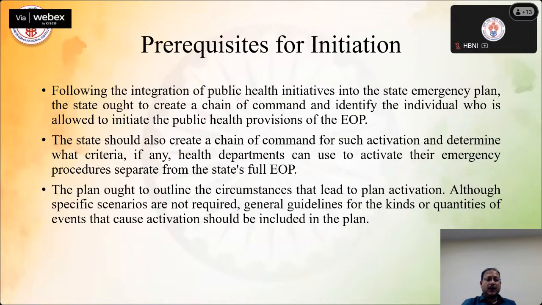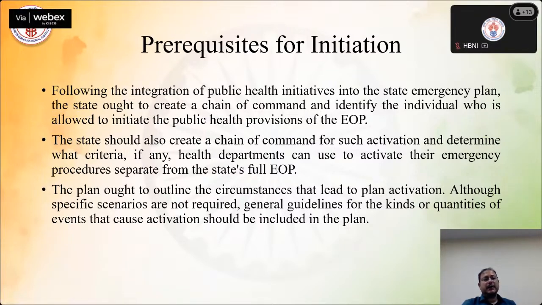Prerequisites of the initiation. Following the integration of public health initiatives into the state emergency plan, the state ought to create a chain of command and identify the individual who is allowed to initiate the public health provisions of the EOP. Generally, in the disaster spectrum, in case of a chemical emergency, the Department of Industrial Safety and Health will be the deputy incident commander. And if the situation is to be called a medical emergency, then the district's chief medical officer will come into the picture. But in every case, in any disaster, they are the people who are ready to support you.